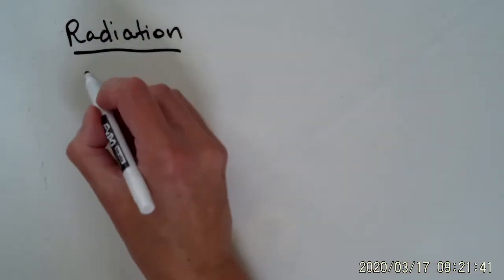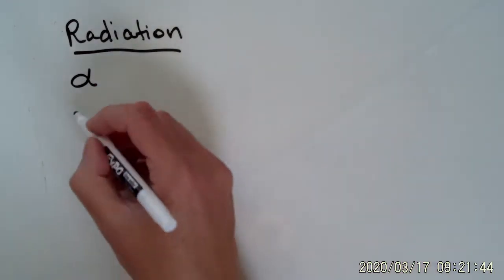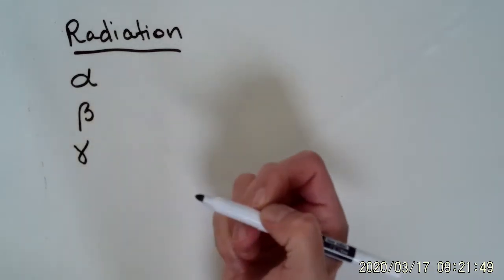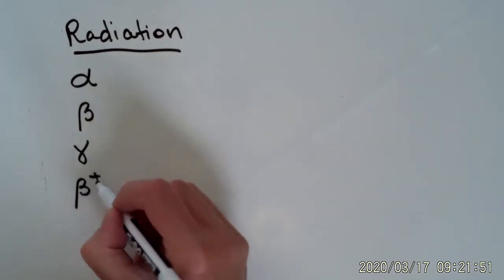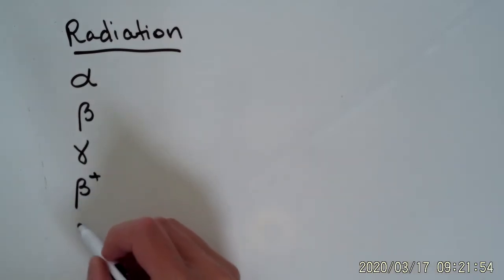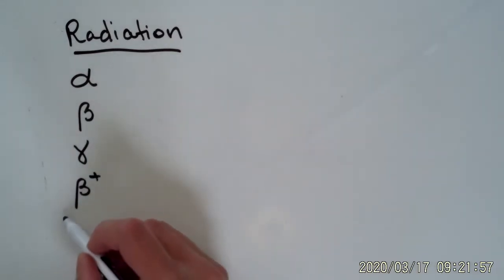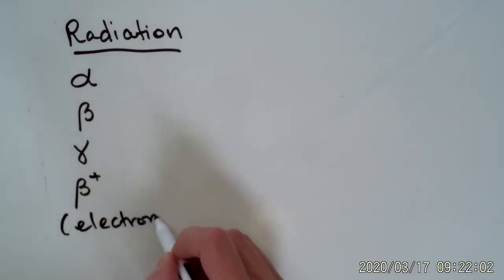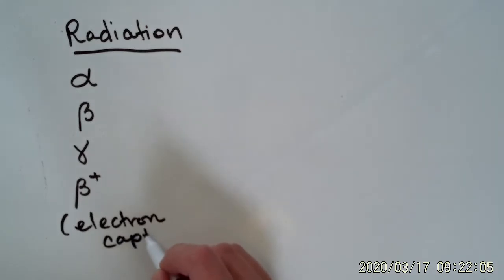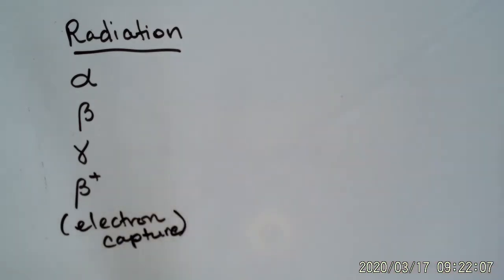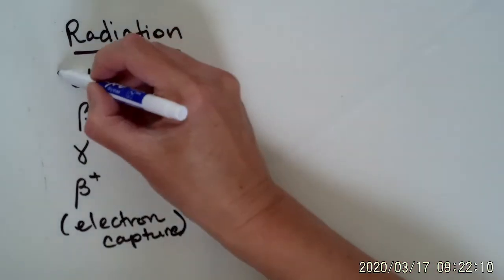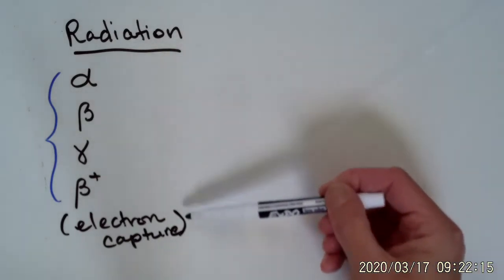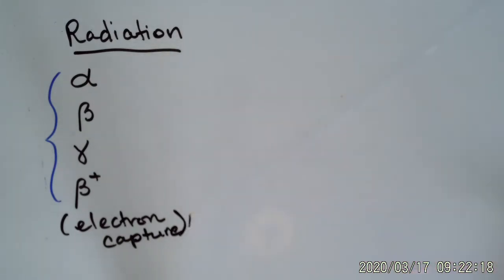The types of radiation is we have alpha radiation, we have beta radiation, we have gamma, we have a positron emission, and I'll mention this, but it's not really radiation. We also have electron capture. So we'll talk about the radiation, which is these four, and we'll talk about the types of nuclear reactions, of which this will be included.